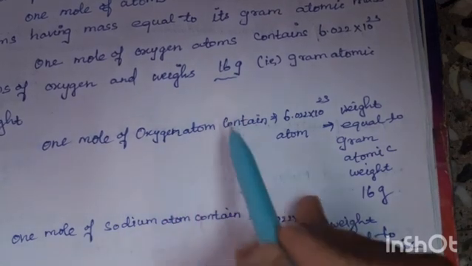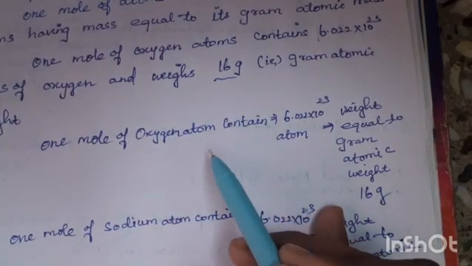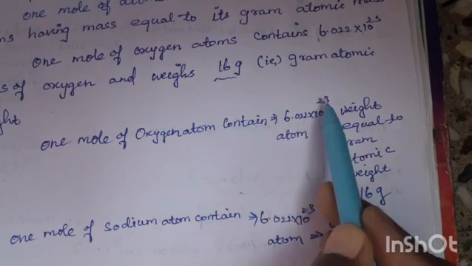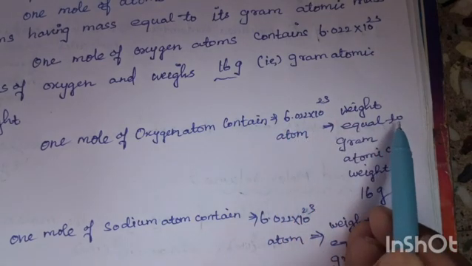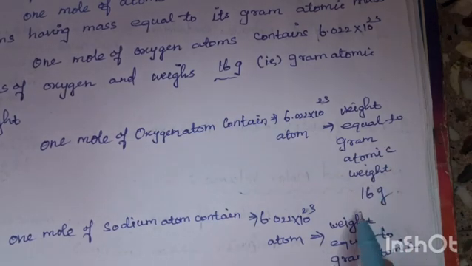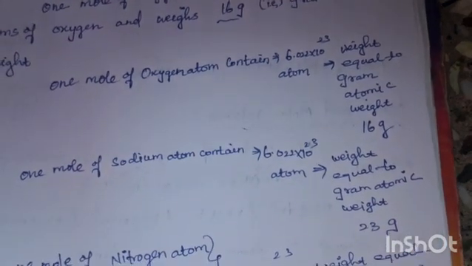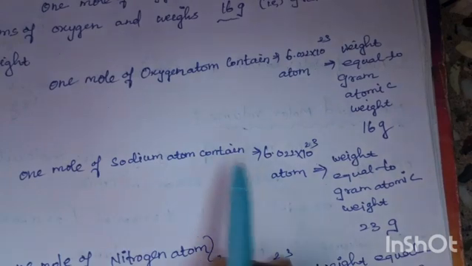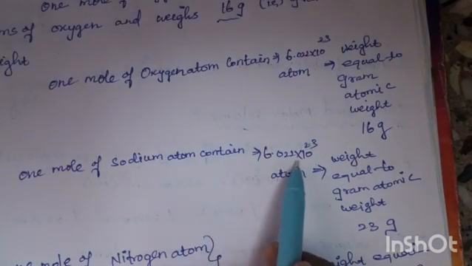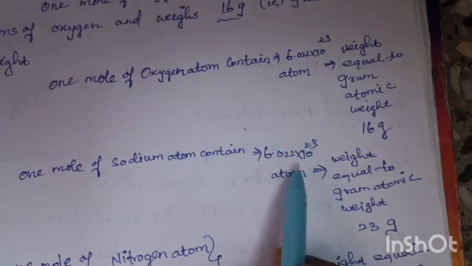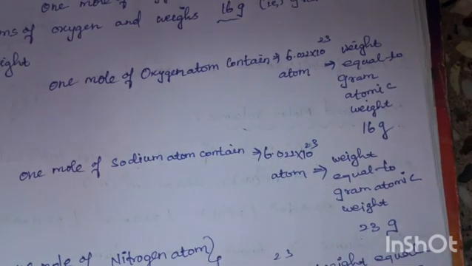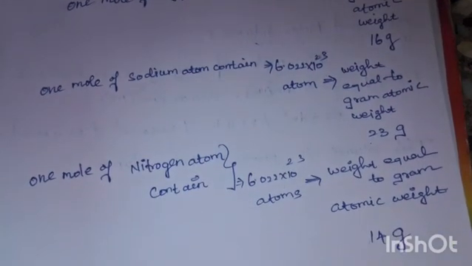1 mole of oxygen atoms contains 6.022 into 10 to the power of 23 atoms, weight equal to its gram atomic weight, that is 16 gram. Suppose you are talking about 1 mole of sodium atoms, and you find 6.022 into 10 to the power of 23 atoms. What about the weight? Weight respective to its gram atomic weight. 1 mole of nitrogen atoms contains 6.022 into 10 to the power of 23 atoms, weight equal to its gram atomic weight, that is 14 gram.